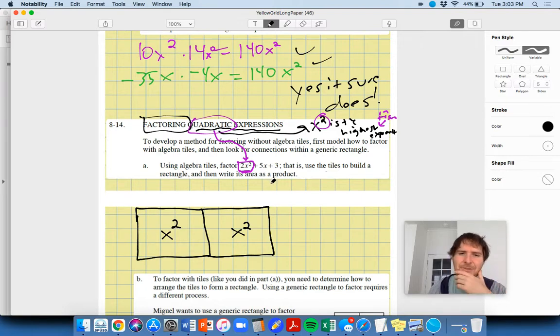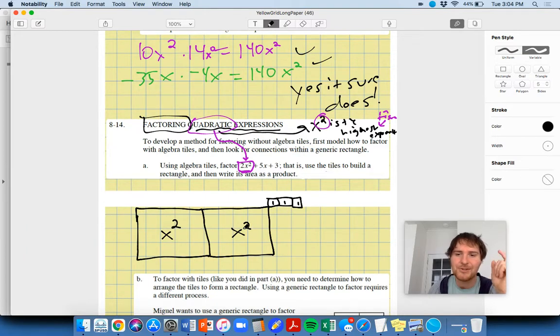Is this actually factorable? We have 2 x squareds, and I've got 2 of them right here. So maybe if I put 2 right here, and I put 3 this way. Ah, I think I've got it. If I laid them out like this, I've got 1 right here, another 1 right here, another 1 right here. There are my 3 ones. 1, 1, 1, there's my plus 3.